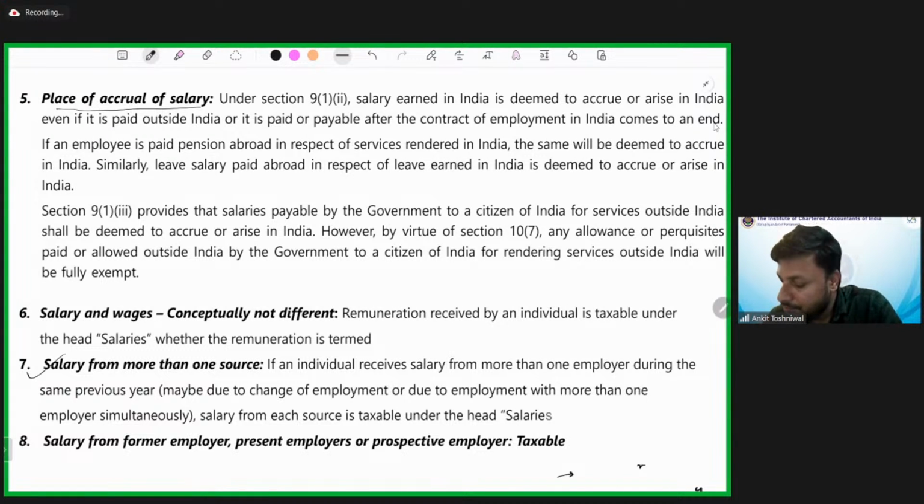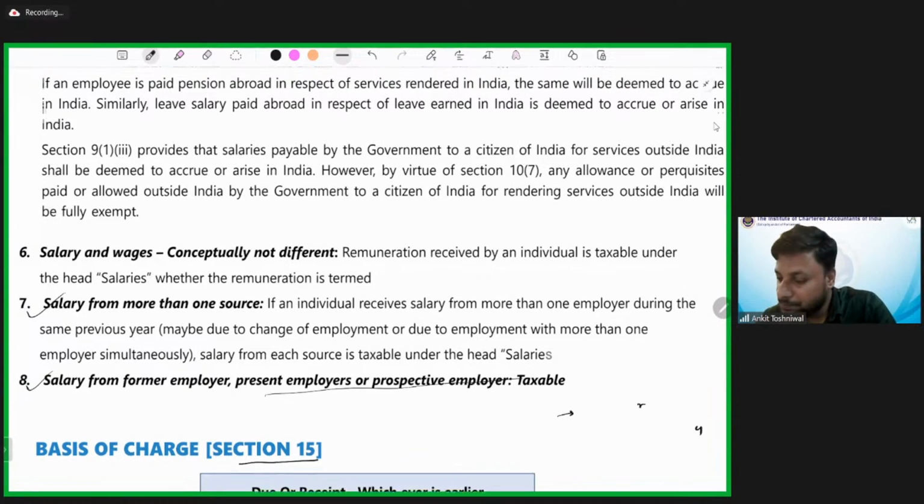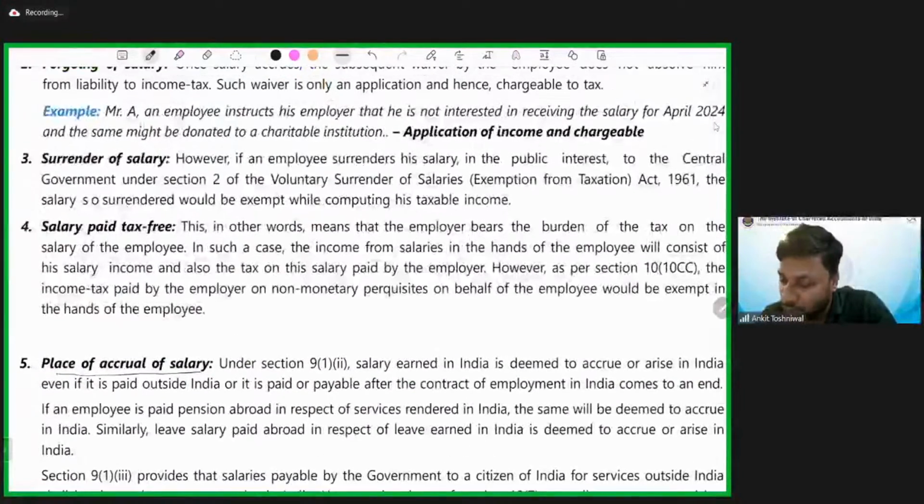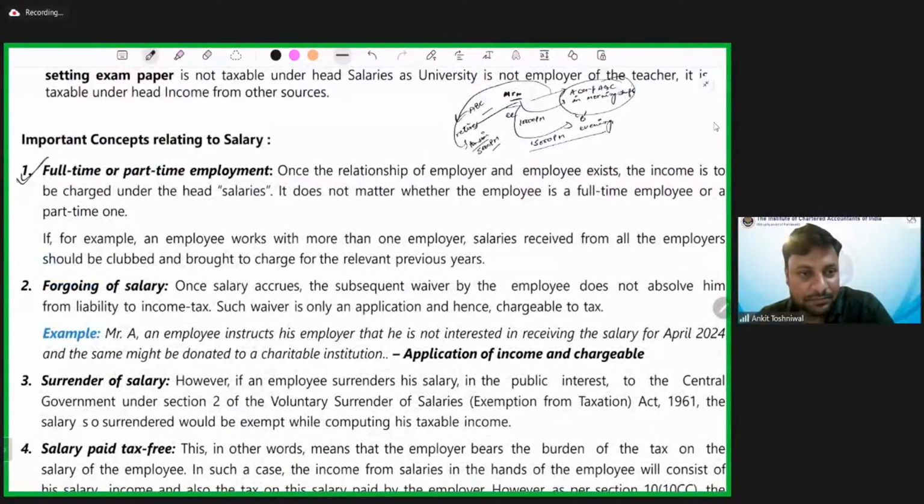This is also completed. More than one source: you can receive salary from more than one source. We already discussed that. From present and past employers, we already discussed. Place of accrual, we discussed. Full-time and part-time, we discussed.